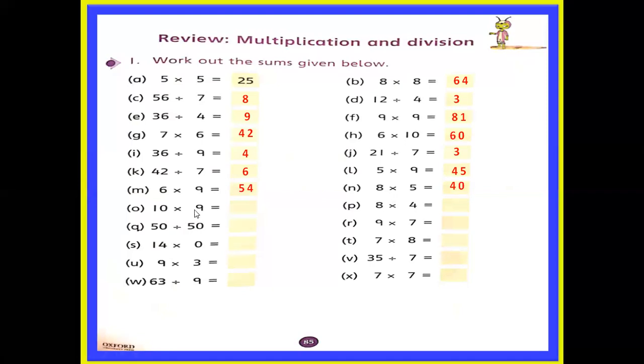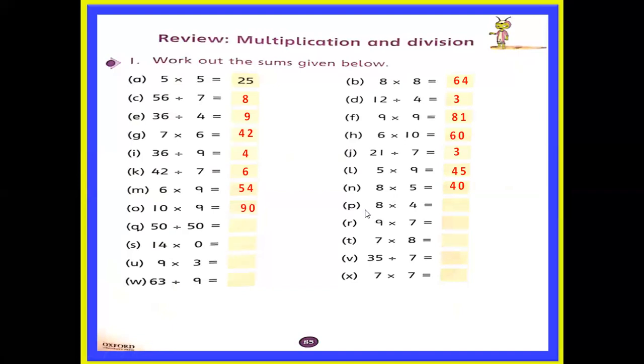10 multiply 9. Read up the table of 10 because this is easy. 10 ones are 10, 10 twos are 20, 10 threes are 30, 10 fours are 40, 10 fives are 50, 10 sixes are 60, 10 sevens are 70, 10 eights are 80, 10 nines are 90. 9 zeros are 90, right here.